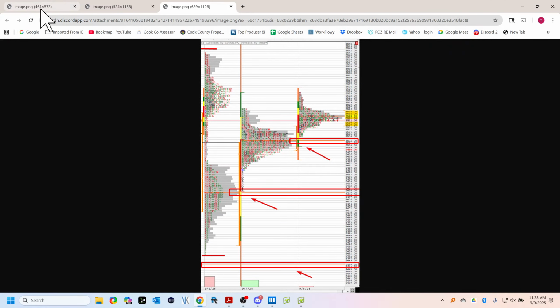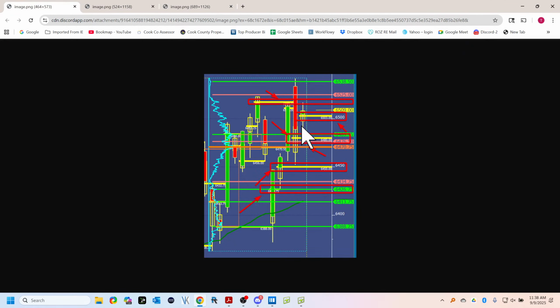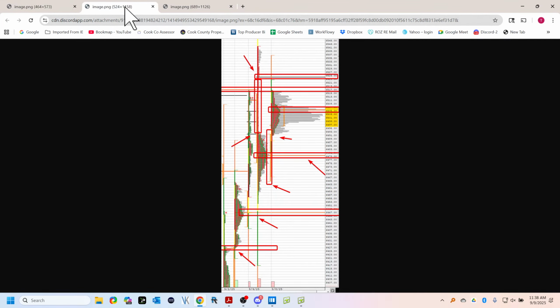What we know is we took out this low. This is the fair price from the selling day. We tested this yesterday in the ETH, I believe. Brain is gone. Let me look.